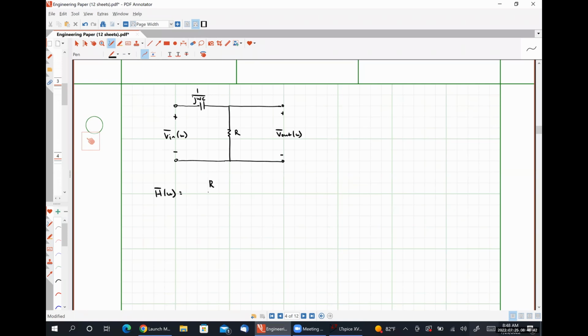R over R plus 1 over J omega C, or J omega RC divided by 1 plus J omega RC, which I got by multiplying the numerator and denominator by a factor of J omega C. So this is my starting point for my transfer function.